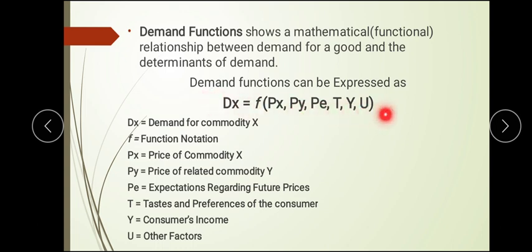So Dx equals function of Px, that is the price of commodity x; Py means the price of related commodities, that is y, which can be substitute goods or complementary goods. We have studied all these points in detail. Then expectations regarding future price, known as Pe. Then taste and preferences, which play a very important role. Then consumer's income, and then other factors, in which you find demographic size of a population. So all these factors can be easily understood with the help of this small formula. This is called the demand function.